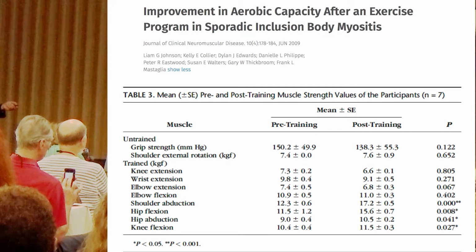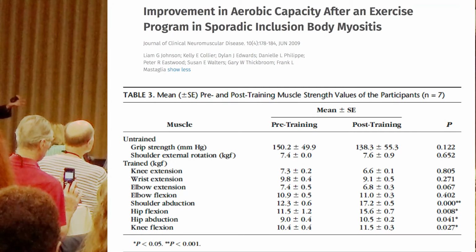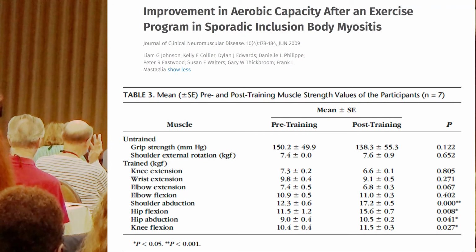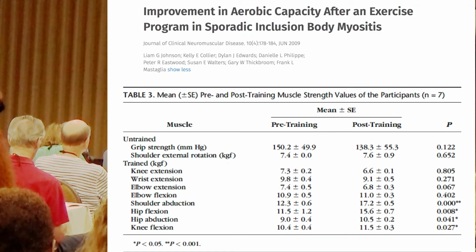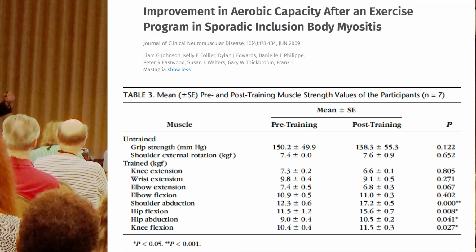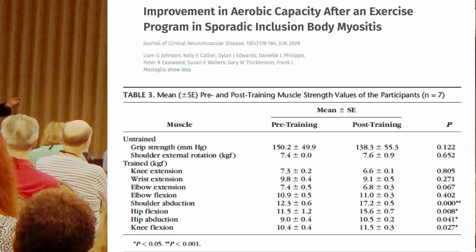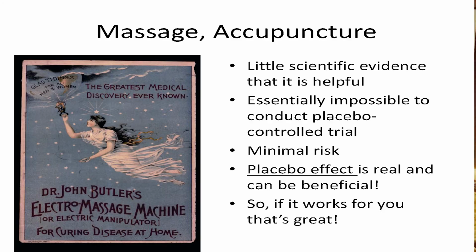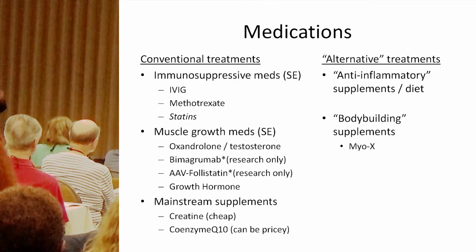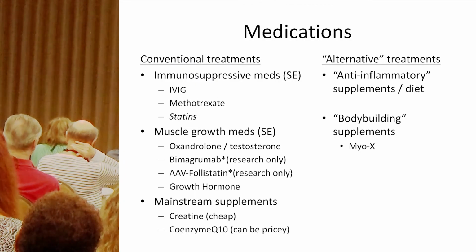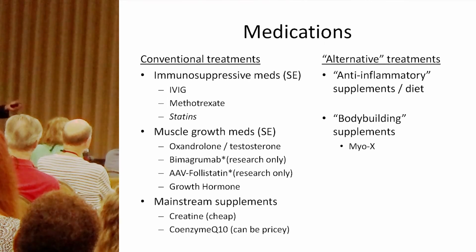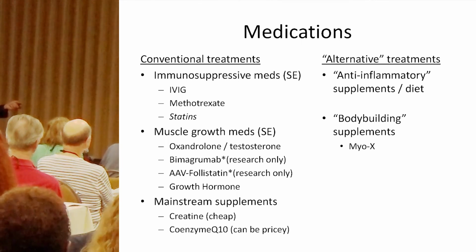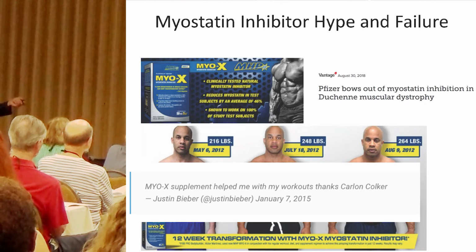So in this study, what they showed is after only 7 weeks of exercise, they were able to show a significant improvement in strength in, for example, arm abduction and hip flexion, which are very important muscles in essentially all activities of daily living. So exercise is probably the number one thing that I would recommend. There are other sessions on research in IBM and a question and answer session on Saturday for answering any questions you might have. So I think I'll skip over a lot of these research slides and clinical trials.